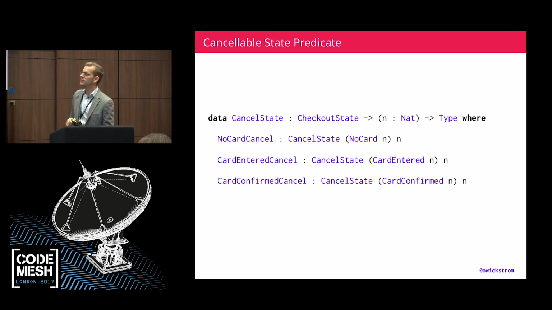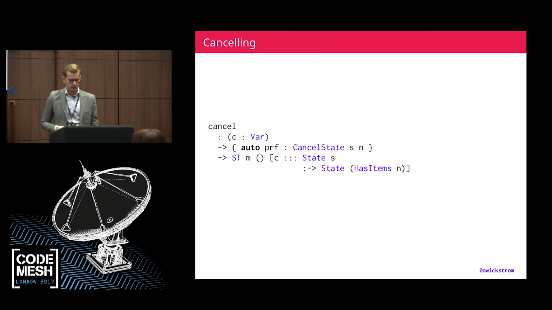So this data type says that a cancel state is parameterized by checkout state and a count of how many items you have, and it gives you back a type. And there is one constructor for each valid cancel state. So here we use our valid states as parameters. And we link those nats together, saying if you're in no card n, then the amount of items you have is n.